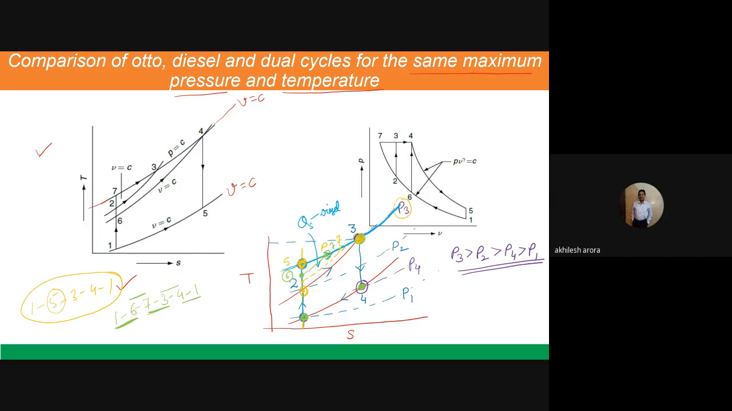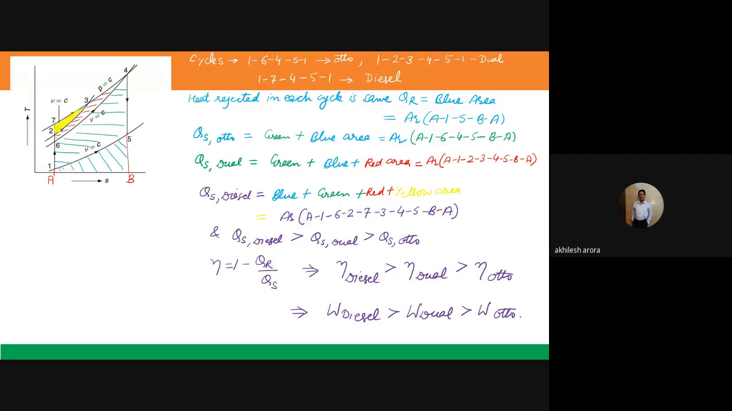I hope this part is clear to you. What I can do is show you the last slide here. I have explained it in colors. I have written the names of the cycles. I have written what is heat rejected. You can see if you once again go for the heat rejected, it is during the process 1 to 5.